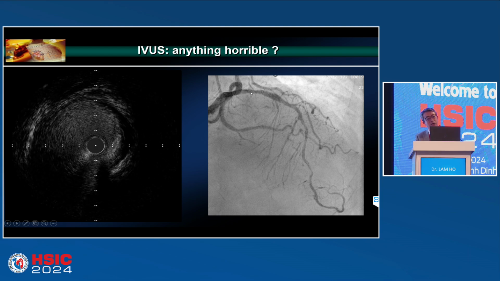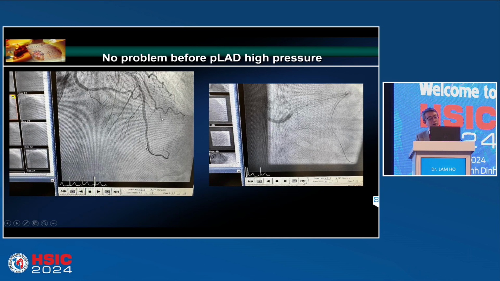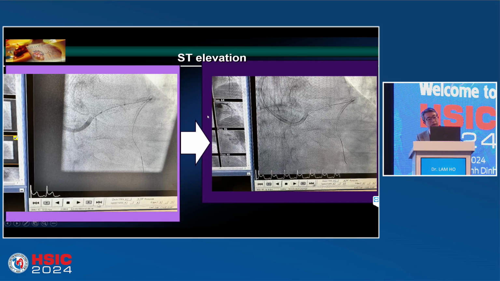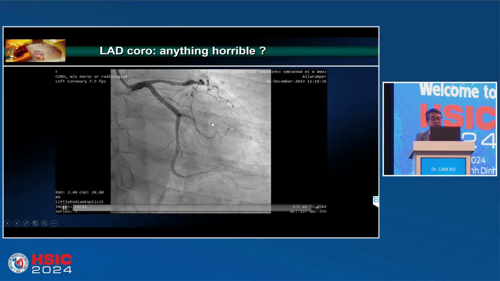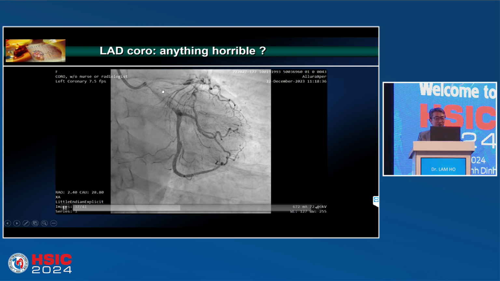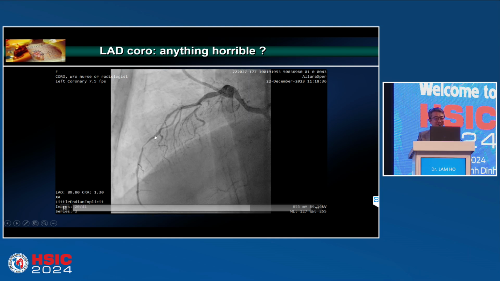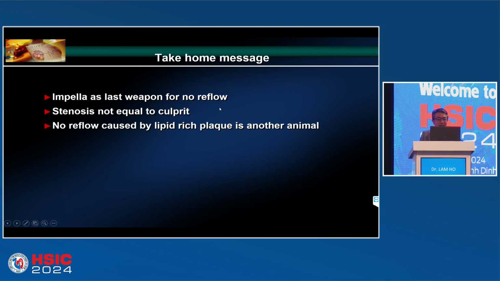You won't think here is the culprit. You may just stent from here to here. But in fact, the most terrible thing is over the proximal LAD. And I can show you the ST, there's no elevation. You just stent the distal part, it's not the culprit, nothing happened. Stent the proximal LAD, nothing happened. And only after high pressure ballooning on the proximal LAD, ST elevation starts after the ballooning. And then quickly the patient arrests. So, I ask you this question again. Now can you see anything horrible from the angiogram? And that is the take-home message.